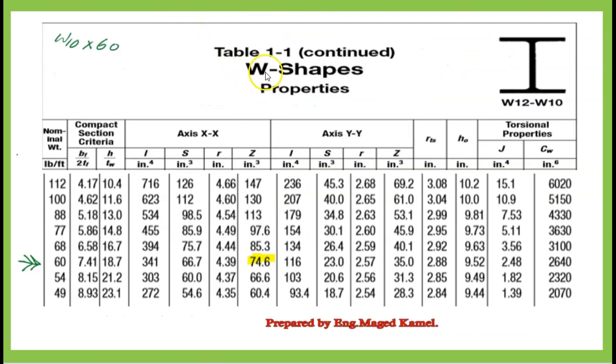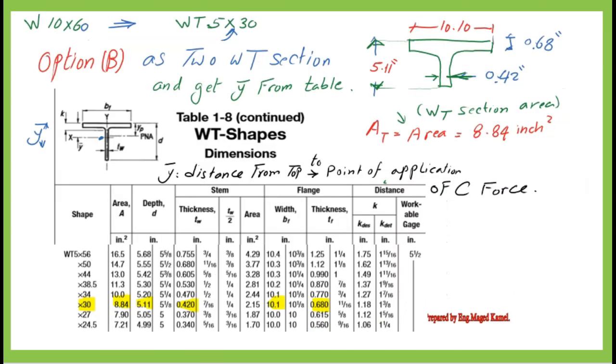From the next slide, which shows the other part of table 1.1, the Z sub X value of W10x60 is 74.6 inch cube against our estimated value of 73.63 inch cubed. The next slide shows the data for WT 5x30. Our W section can be expressed based on option B as two WT sections 5x30.